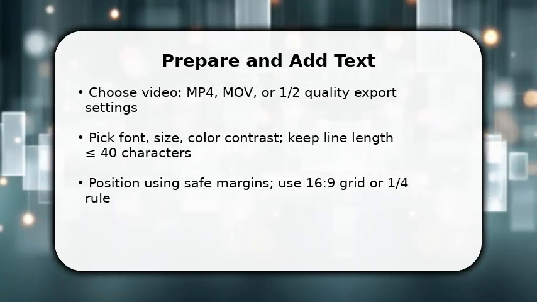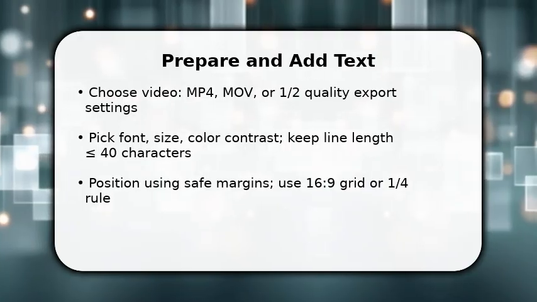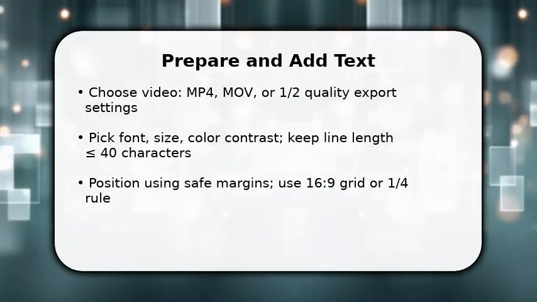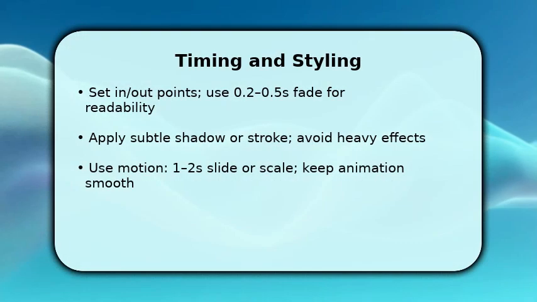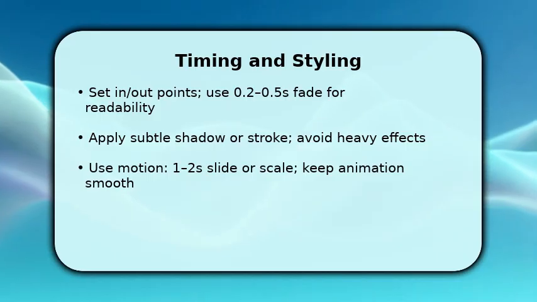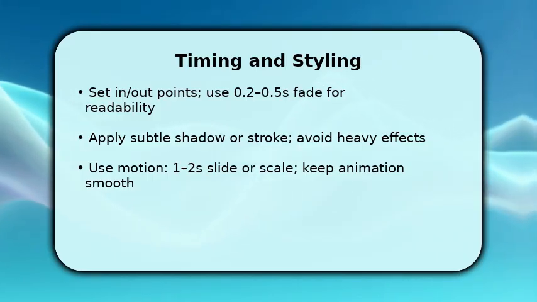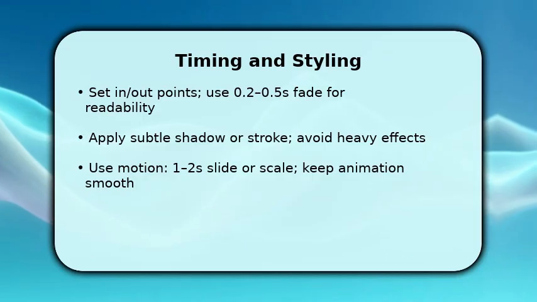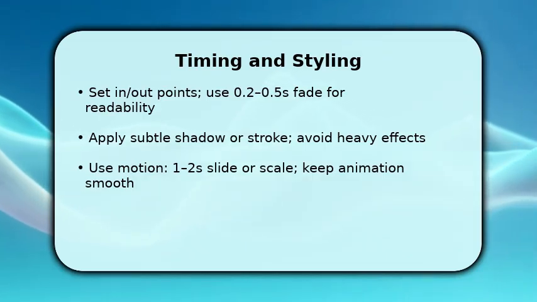Make sure to lock the clip and text layer so accidental edits don't move them while you adjust duration and timing. Now refine timing and styling so the text feels natural. Trim the text layer to match speech or beats and add a 0.2 to 0.5-second fade at the start or end to prevent abrupt pops.